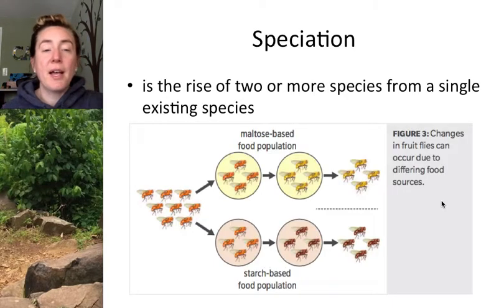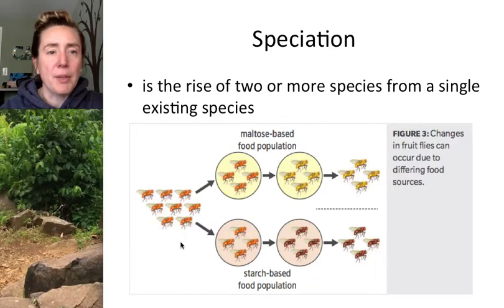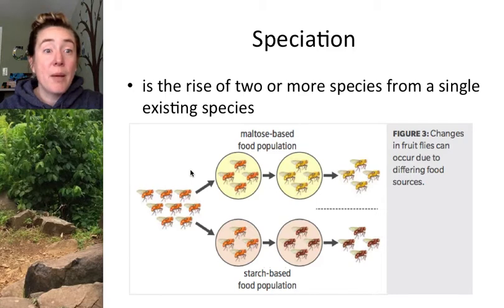So this process of one species becoming two is called speciation. Speciation is the rise of two or more species from a single existing species. So if I'm looking here at my fruit fly example, if I have this original population, and again, there is going to be some variation amongst individuals. And also remember that natural selection cannot happen without that heritable variation.